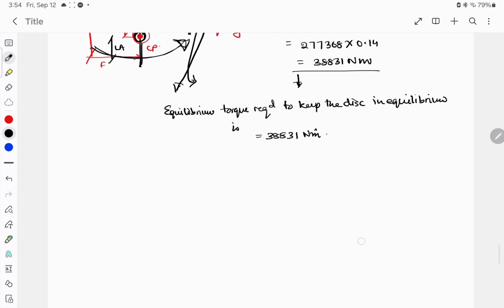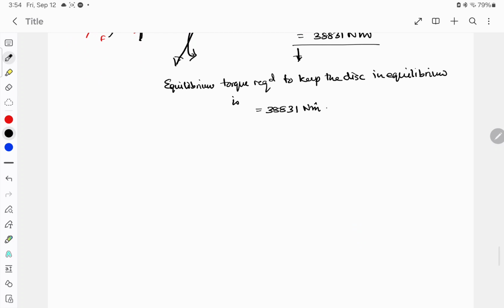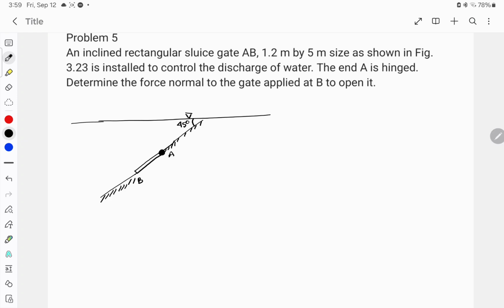Okay, one more question we'll do for inclined plane. So an inclined rectangular sluice gate AB, there is a sluice gate, this is a gate. Okay, AB, this is a rectangular gate. So if your front view is like this, in side view you see it like this. You can see this like this. Okay, so this is how much.